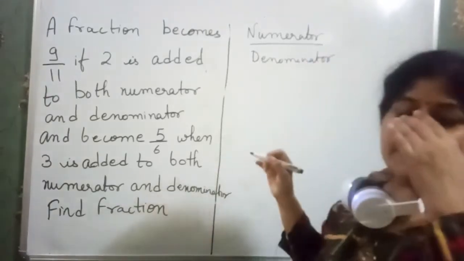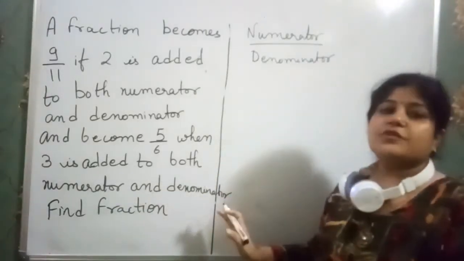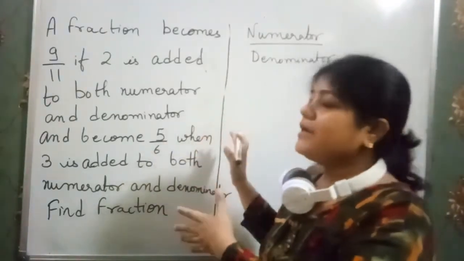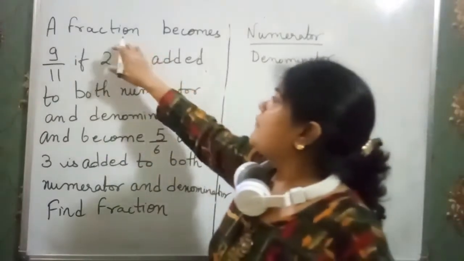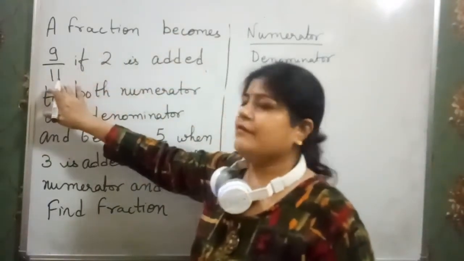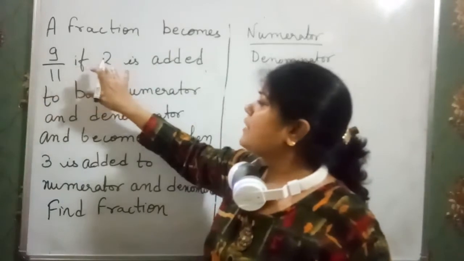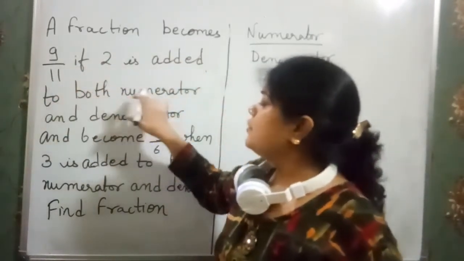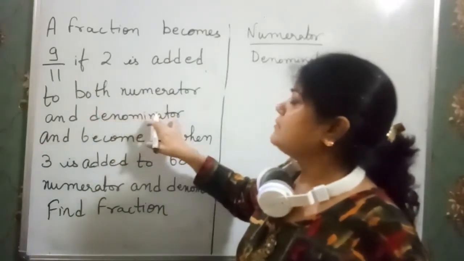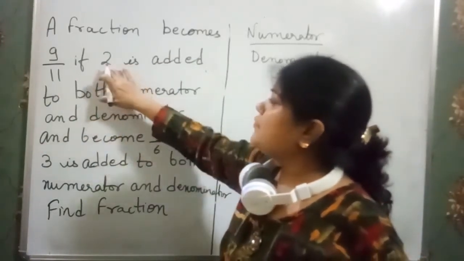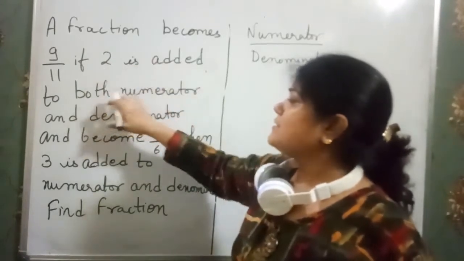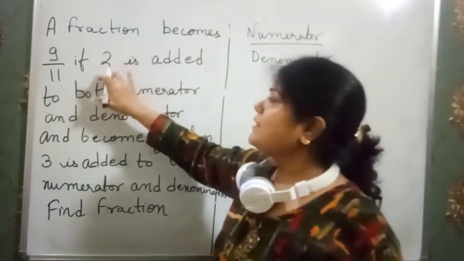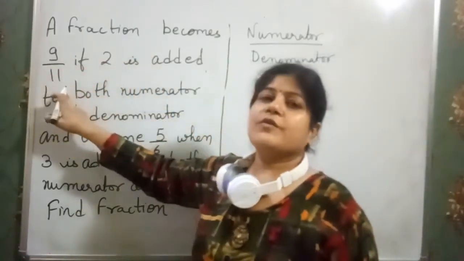I want to explain to you that in these types of questions, in the starting, just read it attentively. The fraction becomes 9 over 11 if 2 is added to both numerator and denominator. Clear? We have to add 2 in both the cases, in the numerator also and denominator also. And when we add 2, we get 9 over 11.